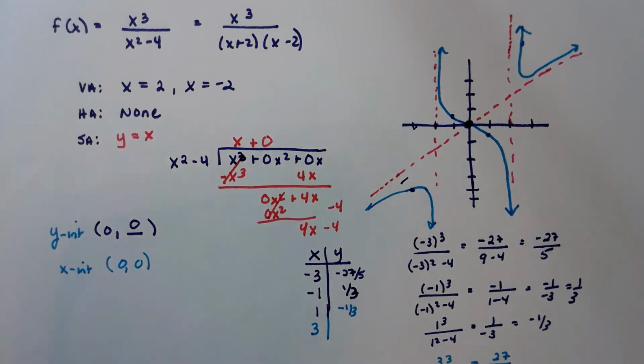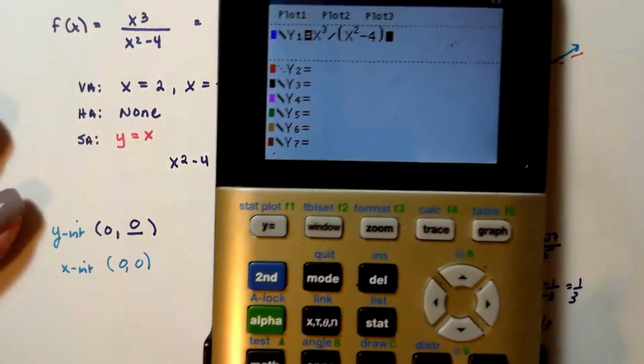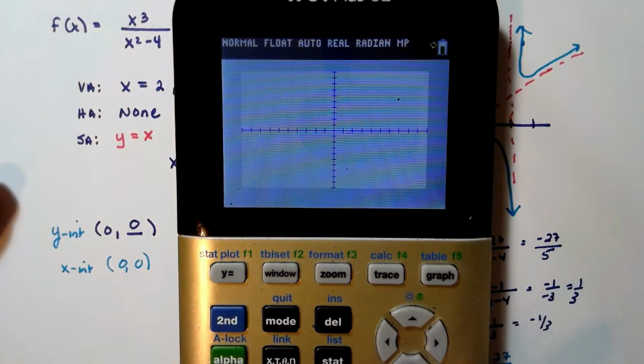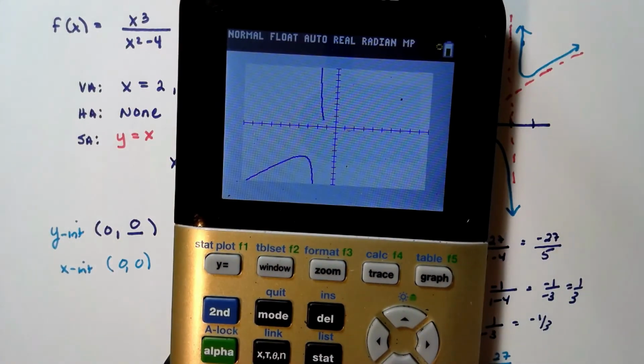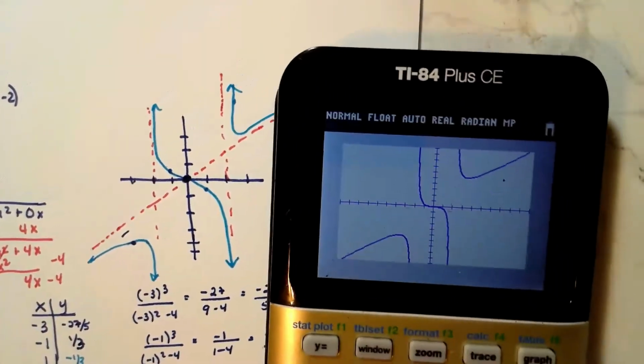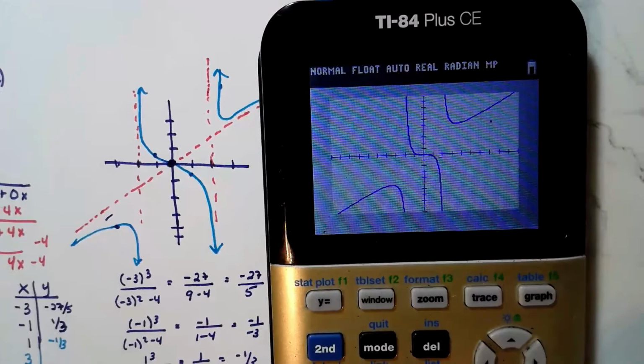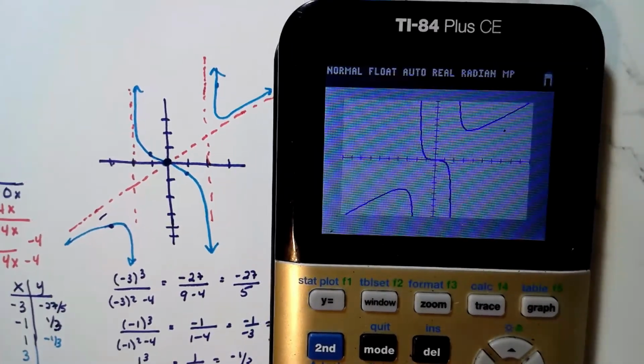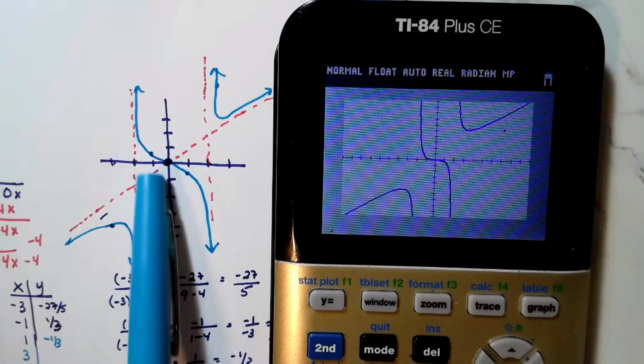And if I put this function into the calculator, so you can see, we've got x cubed divided by x squared minus 4. Okay, so I'm putting it into the calculator. And if I hit the graph key, there's the function. So here's my sketch, which isn't perfect by any means, but the graphs are very similar. The graph parts are in the right places, okay?